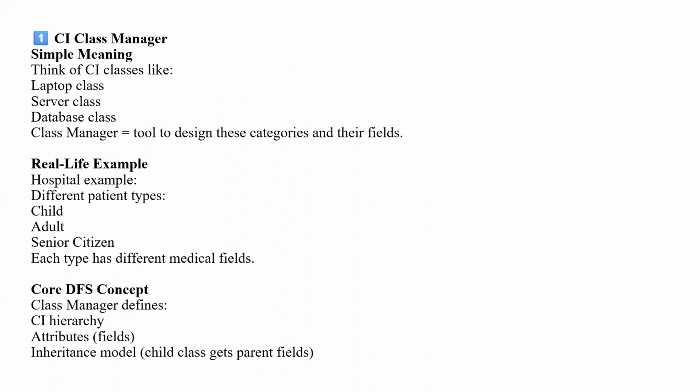The simple meaning: CI means configuration item. CI Class Manager is used to define different CI classes and their attributes. For example, server, database, and application are different CI classes, and each class has its own set of attributes. A real-life example: in a hospital, patients are categorized as child, adult, and senior citizen, and each category has different medical details. The core concept is that CI Class Manager defines class hierarchy, attributes, and inheritance relationships.